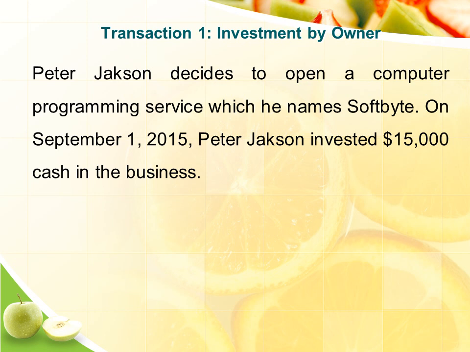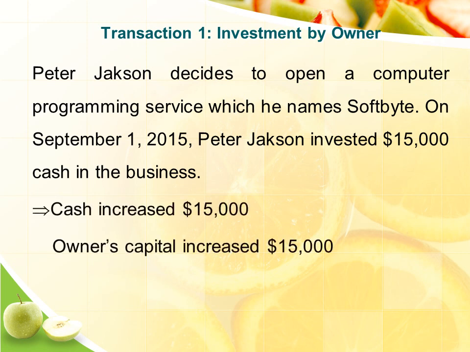So, this transaction results in an equal increase in cash and owner's capital. Cash increased $15,000. Owner's capital also increased $15,000. So assets increased and owner's equity increased. Observe that the equality of the accounting equation has been maintained. Note that investment by owner doesn't represent revenue. It's an initial investment which makes owner's equity increase.